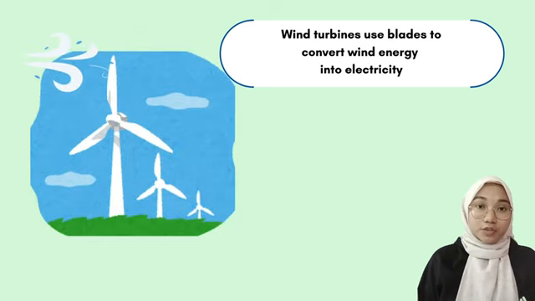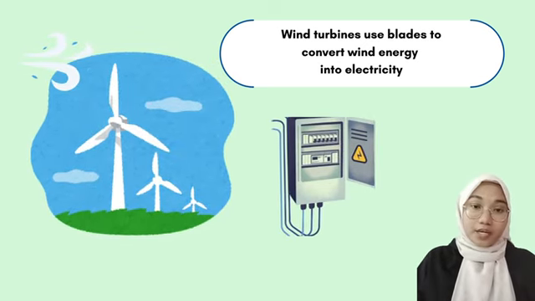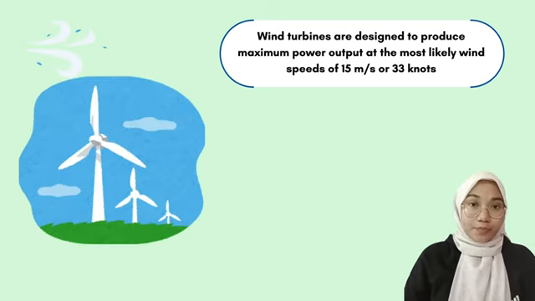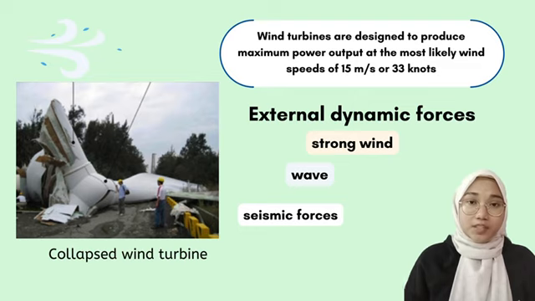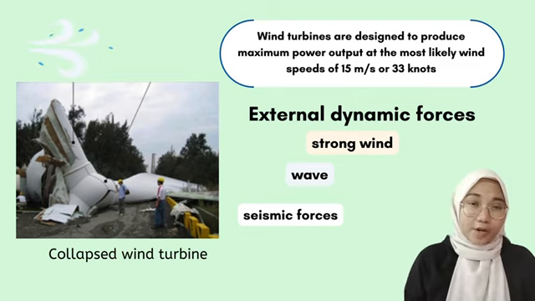All wind turbines use blades to produce electricity from the wind energy. As the wind passes through, the turbine blade slides into it, slowing its speed. Longer blades improve wind turbine efficiency through aerodynamics. All wind turbines are designed to produce maximum power output at the most likely wind speeds of 15 meters per second or 33 knots, which means it would be uneconomical to design them for use at higher wind speeds.